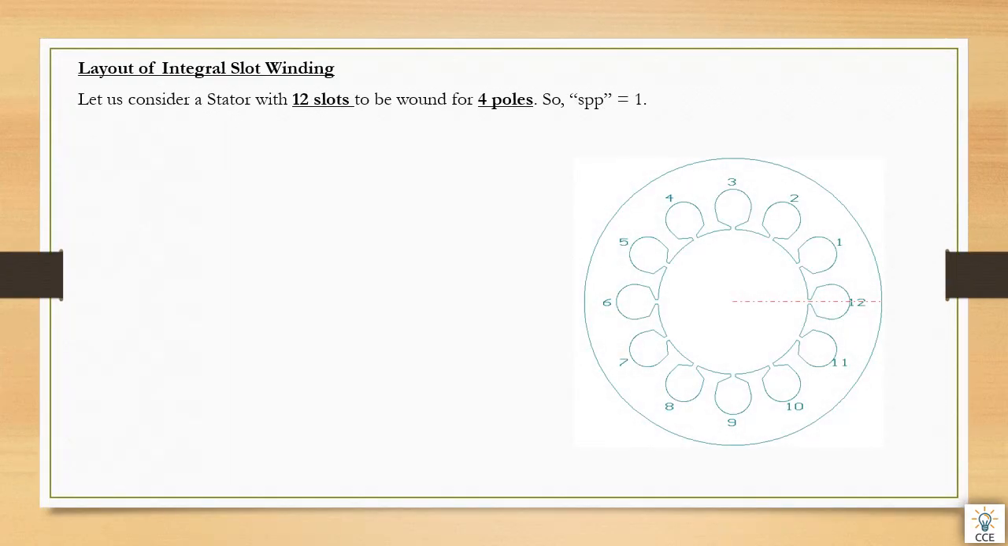Now moving on to the layout discussion of such integral slot windings. We'll start with a very simple configuration of a 12 slot machine, and we'll be winding it for 4 poles. So again, by that calculation of slots per pole per phase, this comes to 1.